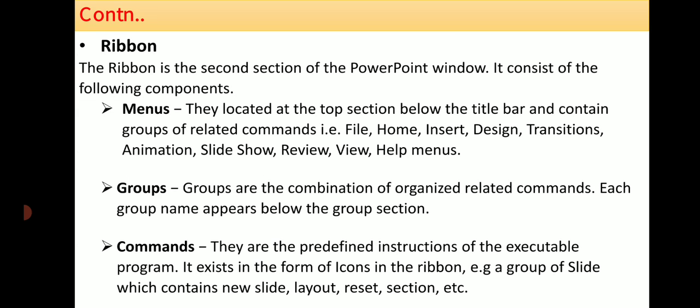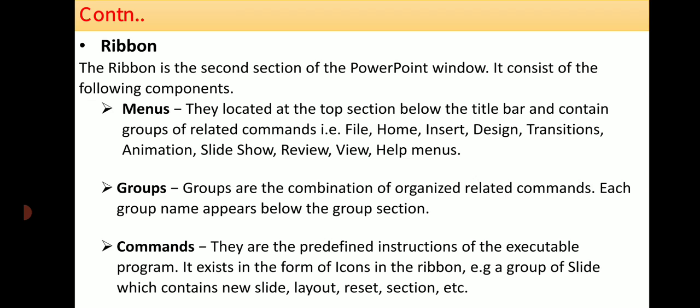Next, ribbon. The ribbon is the second section of the PowerPoint window. It consists of the following components: menus, groups, and commands. You know, at the top of the window, after the title bar, there is a menu bar. That menu is located at the top section below the title bar and contains groups of related commands. So it consists of different menus like file, home, insert, design, transition, and many more menus just below the title bar.